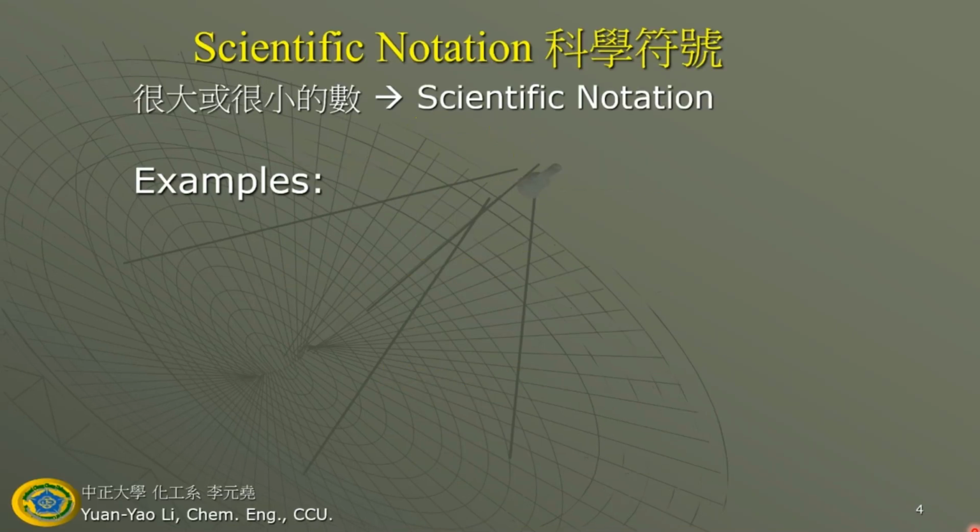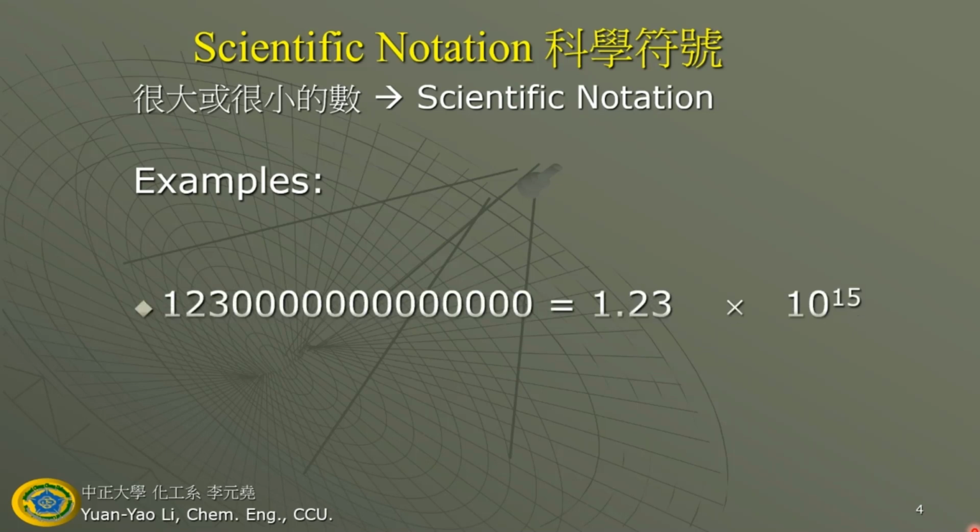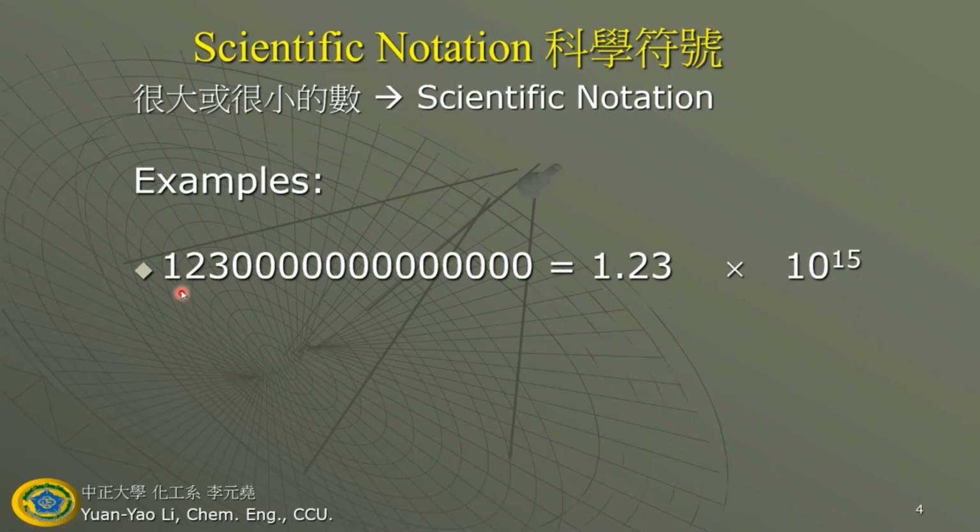The first one: why do we need scientific notation? If you have a very big number, for example 1, 2, 3, followed by many zeros, is it stupid to write a number like this? Yes, right? I don't want you to write numbers like this. It's not professional, and it wastes your time. So how can you express this number?